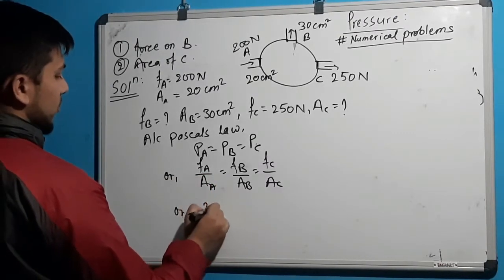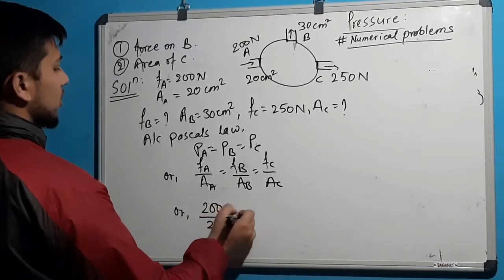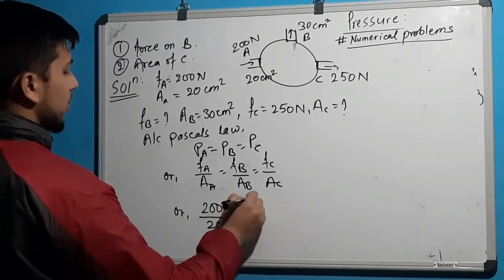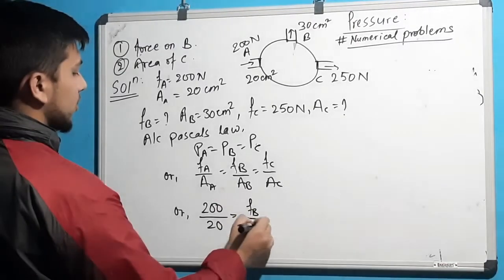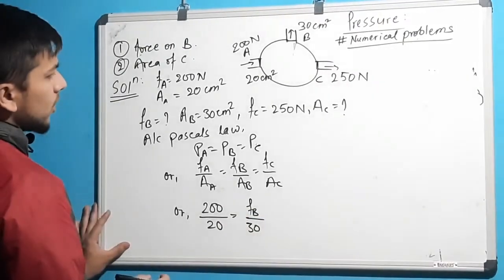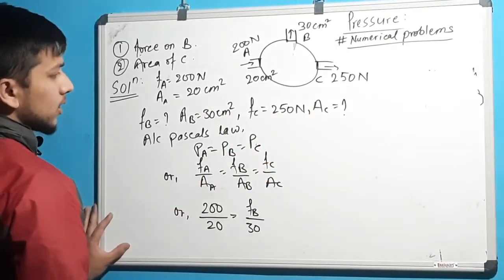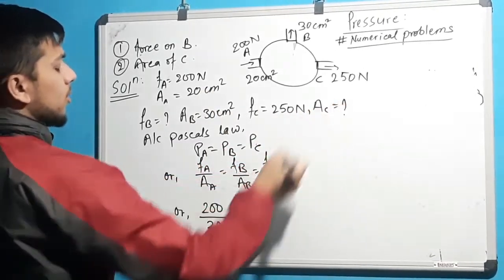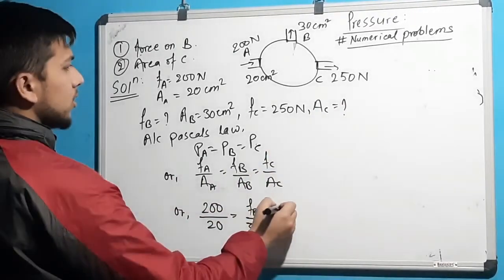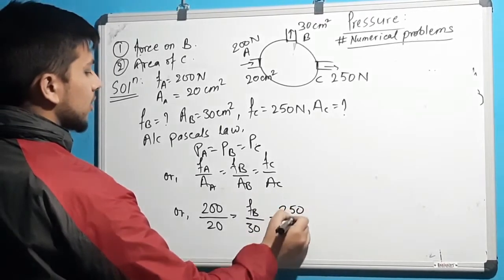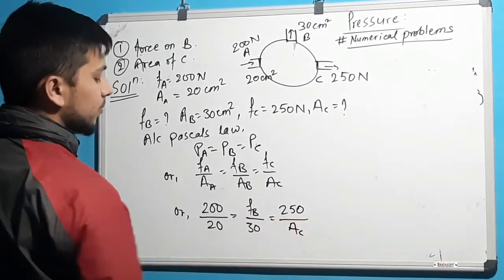Now we have to put the values. FA 200 upon 20 equal to FB, which we have to find out, upon 30. Here we don't have to change this units. यो सबै सेन्टिमिटरमा भएको हुँदा यसलाई हामीले चेन्ज गर्नुपर्ने आवश्यकता छैन. यो एरिया पनि सेन्टिमिटर स्क्वायरमा नै हुनेछ. Then this is 250 upon AC.